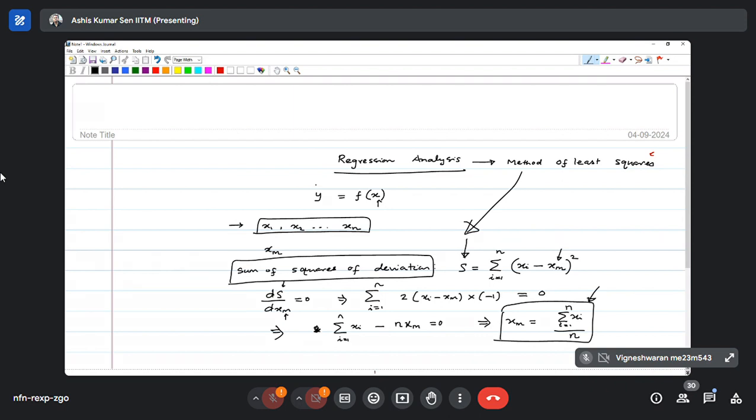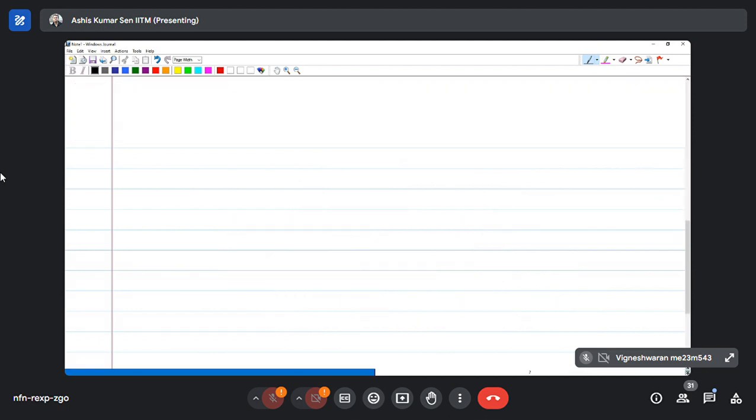Here, as I said, the objective is to relate a dependent variable with one or more independent variables. First, we take only one variable and we say that the relationship is linear. Okay, so under that assumption, we talk about regression analysis using the method of least squares. So we talk about a linear regression.